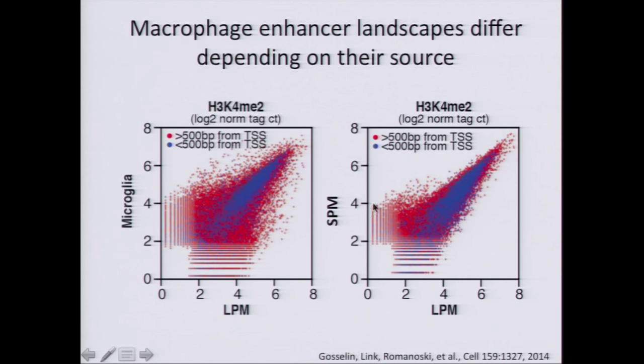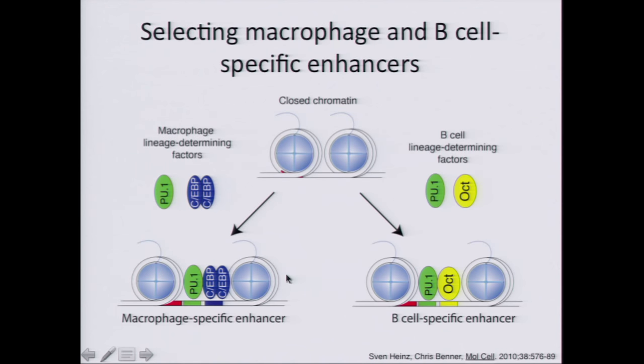Whereas in the peritoneal cavity, small peritoneal macrophages have a set of enhancers corresponding to those differentially expressed genes that I just showed you. So one of our big questions is how do you get these different enhancers?